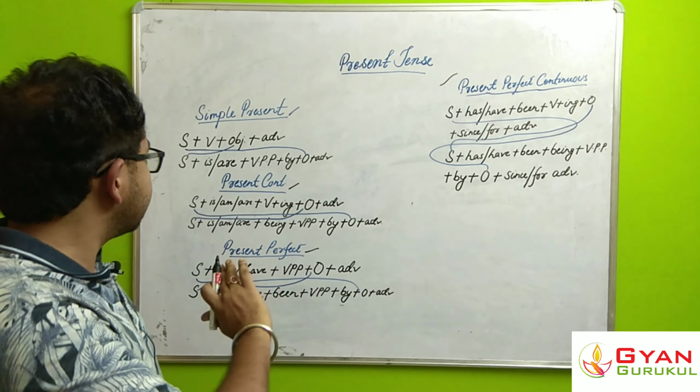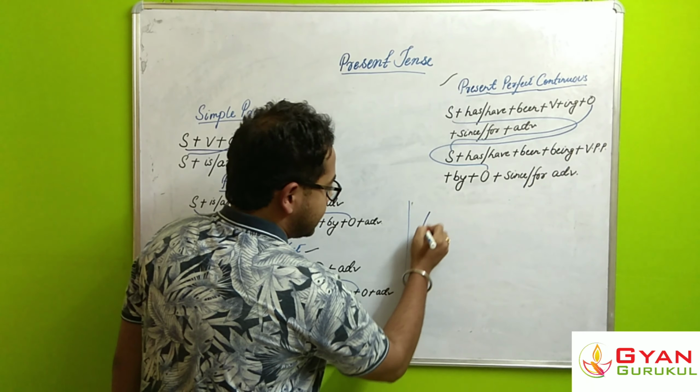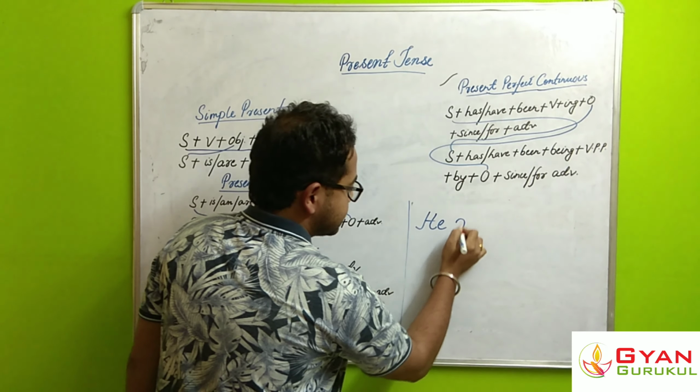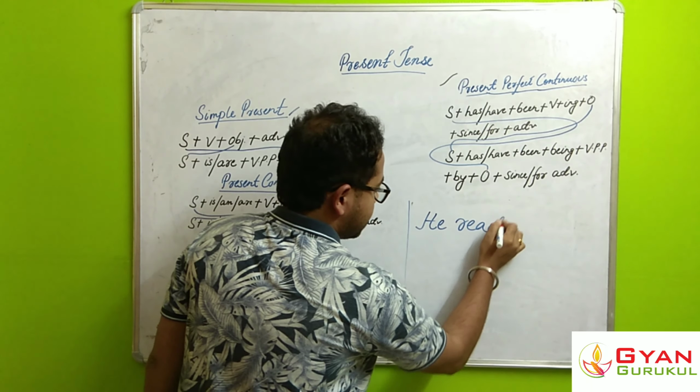And in the introductory part, I also said about two rules of voice change. One rule is that the subject becomes the object and the object becomes the subject. Fine. Now let us start with simple present. Now if I take that example, which I gave a few minutes back, he reads books. Nicely, suppose.